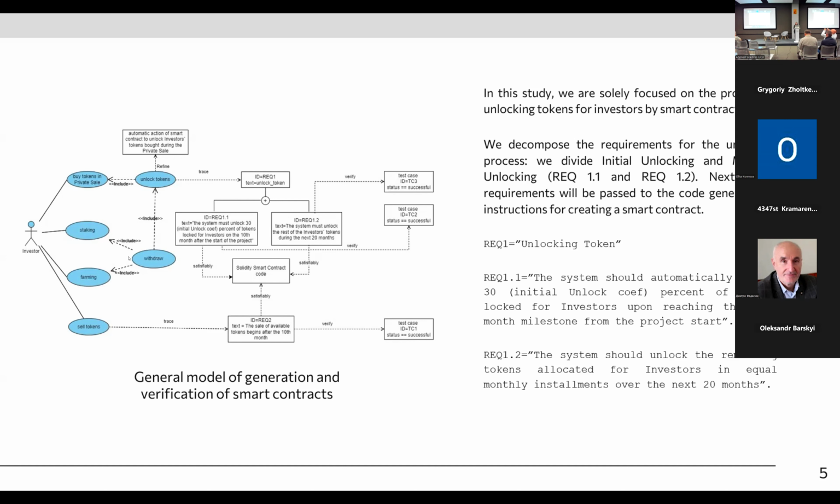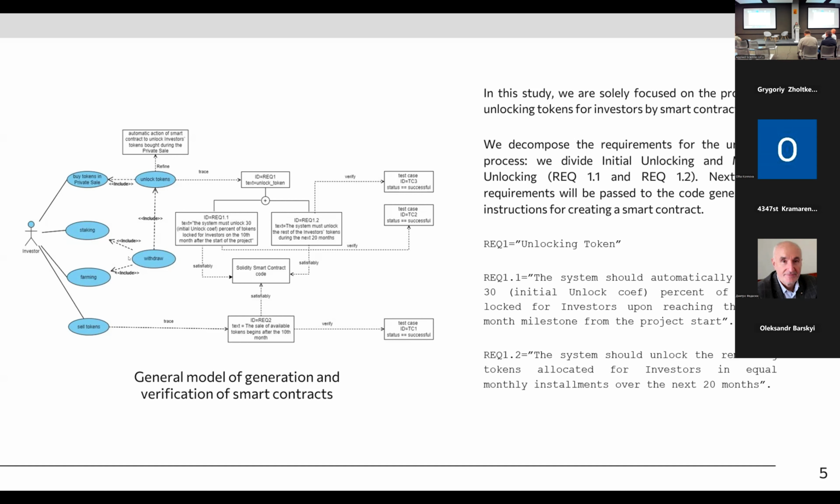So, in this diagram on the slide, we present the main actions of the users within the defined process. The investor has the opportunity to buy tokens during the private sale, put their tokens on staking and farming, and tokens bought by the investor during the private sale are blocked for a certain period.